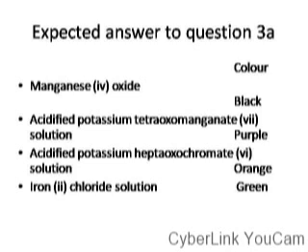Acidified potassium tetraoxomanganate(VII) solution is purple in color. Acidified potassium heptaoxodichromate(VI) is orange in color. Iron(II) chloride is green in color, just like any other iron(II) compounds. All iron(II) compounds are green. All iron(III) compounds are brown, or reddish brown, or yellowish brown. But at least they are brown. But iron(II) compounds are always green in solution. So please take note of that.